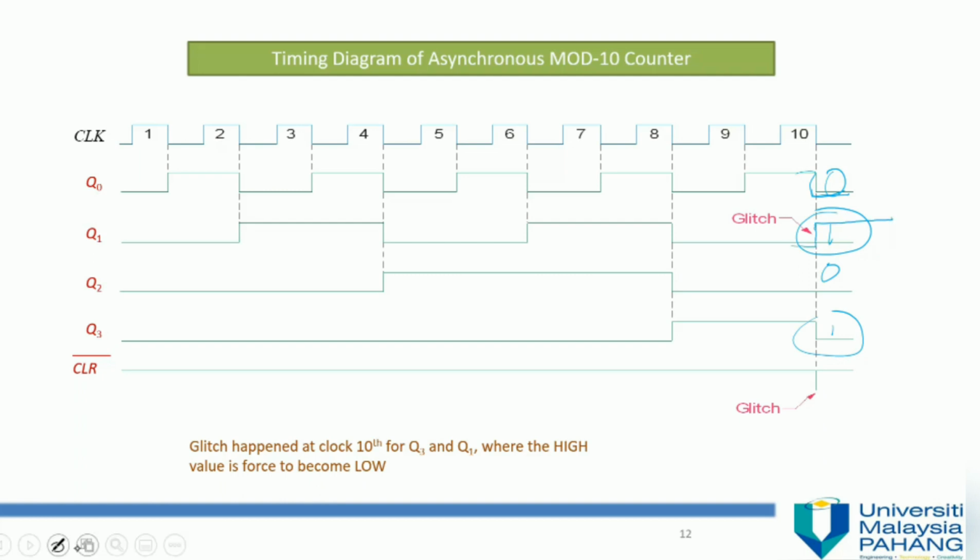But we force the signal to become 0. So there is a spike that happened in this clock number 10 due to the forcing of the flip-flops. This phenomenon is called a glitch. For Q2, there's no glitch here because originally the waveform is 0 and we want it to become 0. And also the same here, from 1 going to 0, so there's no spike or glitch at Q2 and Q3.